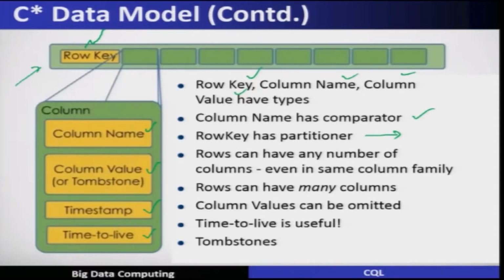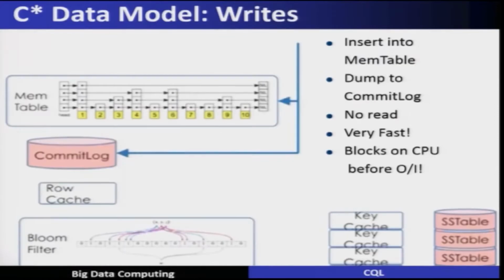and rows can have any number of columns even in the same column family. That means a row can have any number of columns; there can be millions of columns in a row. Column values can be omitted here, and there are two more features. One is called time to live, that is, automatically after this time to live the data will be deleted. And there is the tombstone, that is, if the data is deleted, that particular flag will be set, and it will not be immediately deleted by the system.